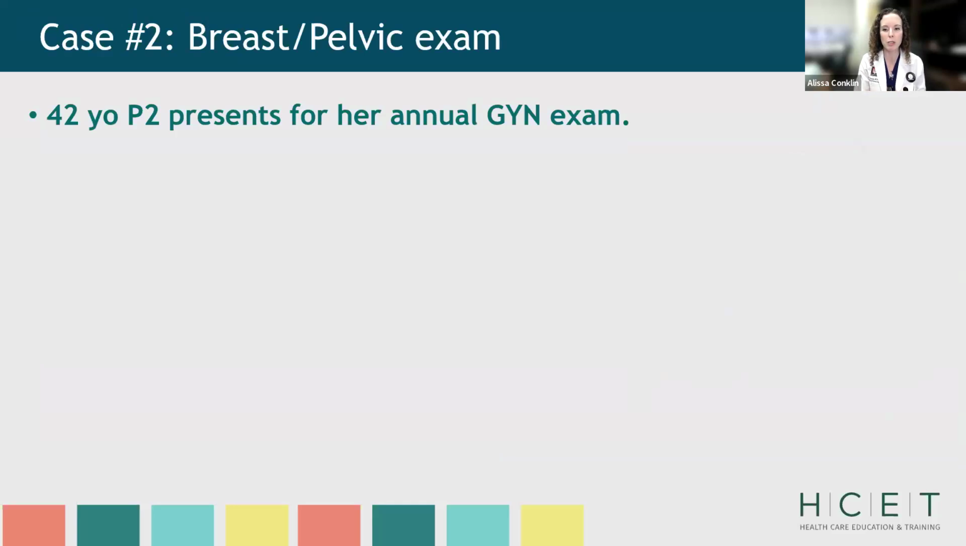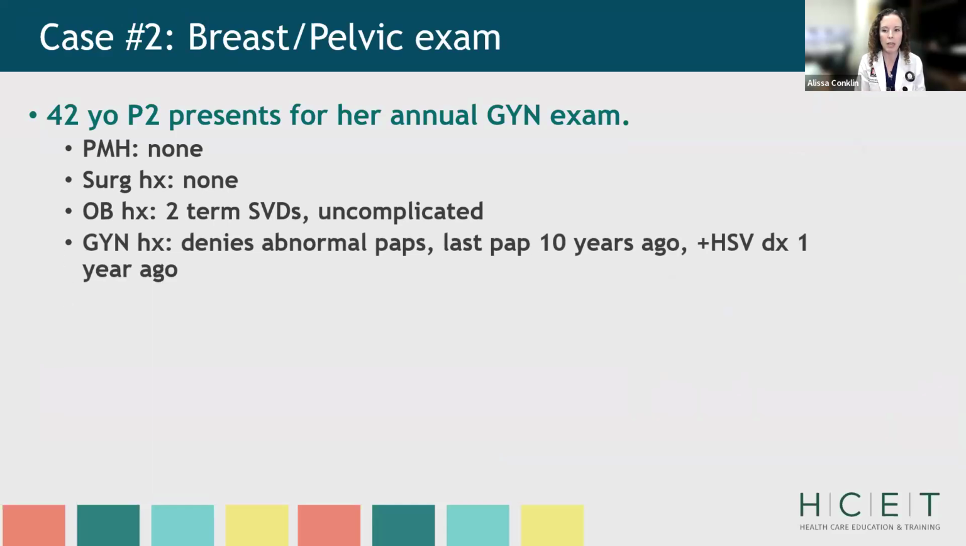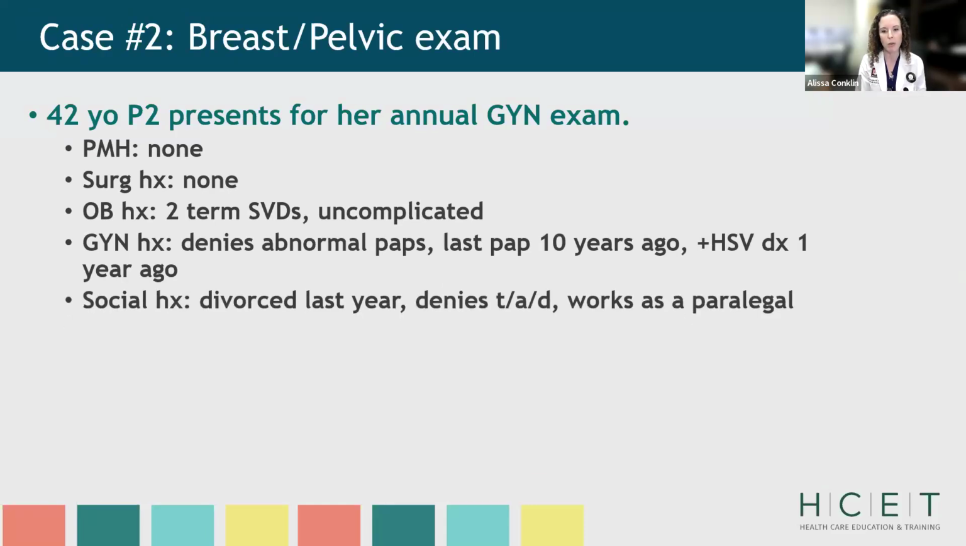Okay, so this patient is a 42-year-old para 2 who presents for her annual GYN exam. She's a new patient to you. You review her history. She has no medical problems and no surgeries. She's had 2 babies vaginally, both uncomplicated. She's never had an abnormal pap smear, though her last one was 10 years ago, and she was recently diagnosed with herpes. She's divorced, denied smoking, drinking, or illicit substances, and she works as a paralegal. She denies any significant family history.